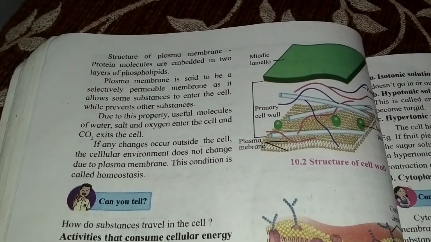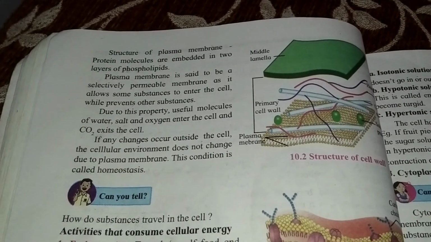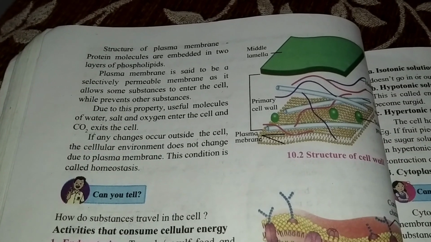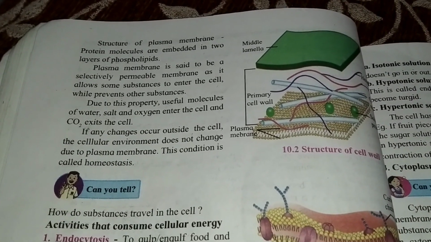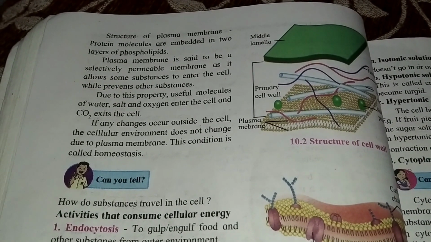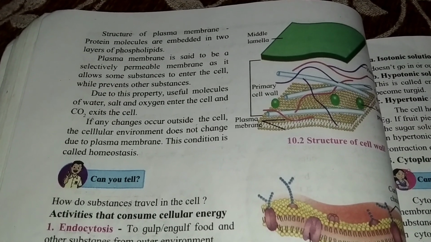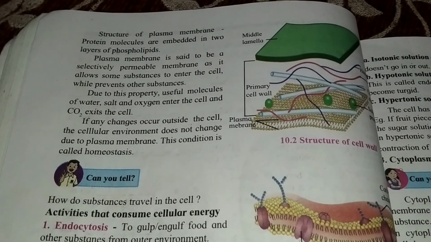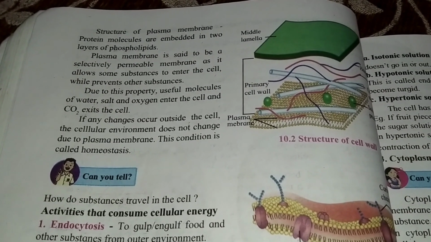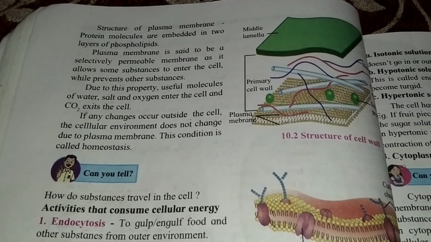The structure is given, and it is said that protein molecules are embedded in two layers of phospholipids. Now what do you understand by phospholipids? Inside the lipids, when there is a phosphate group, that is known as phospholipids, and lipids are like derivatives of fatty acids. The plasma membrane is said to be a selectively permeable membrane, as it allows some substances to enter the cell while preventing other substances.